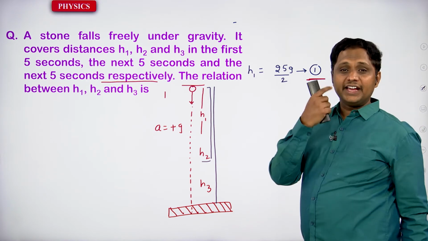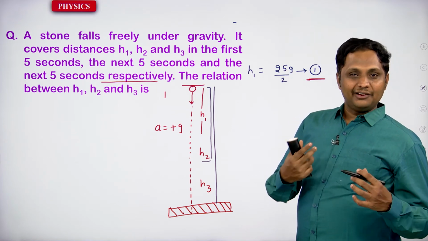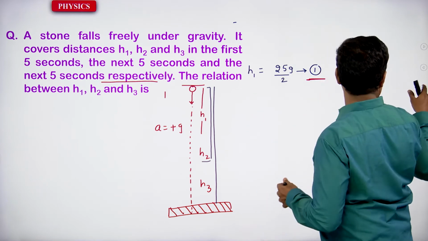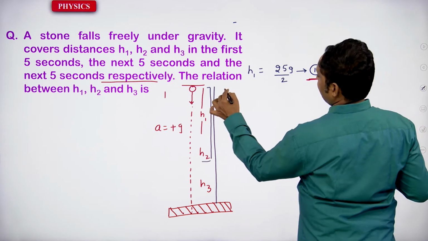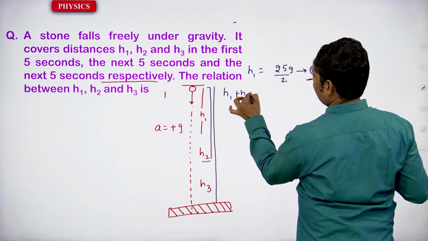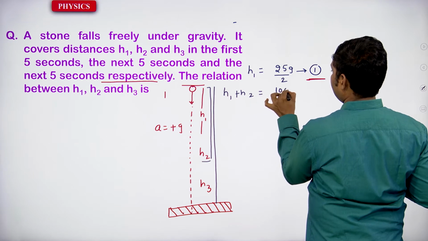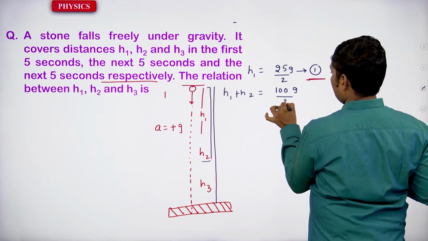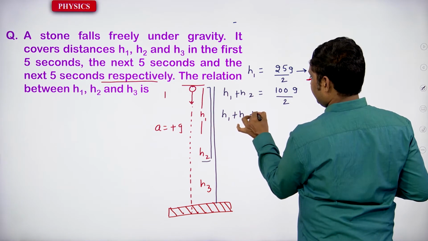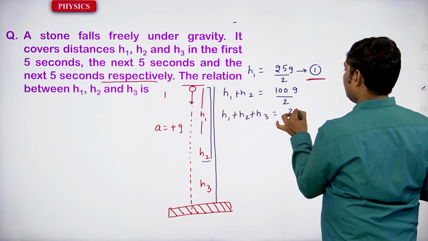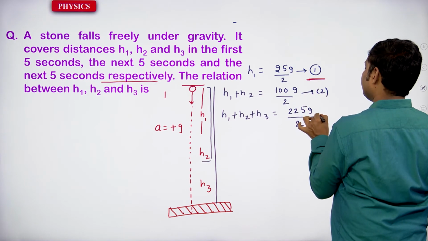Shall we go for H1 plus H2 and H1 plus H2 plus H3, and we can have some calculation to frame the relations among them, it is very clear. We know that H1 plus H2 is equal to 100 G by 2, all right, it is very clear. And H1 plus H2 plus H3 is equal to 225 G by 2. This is equation number 2 and equation number 3.